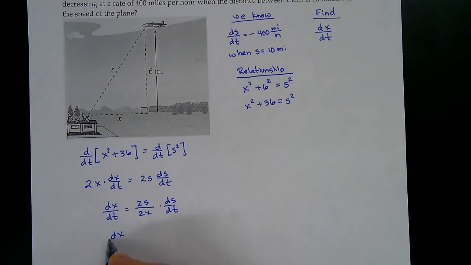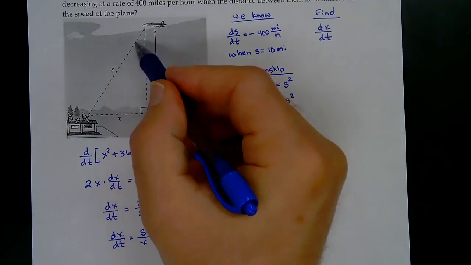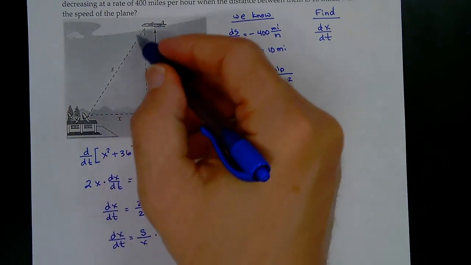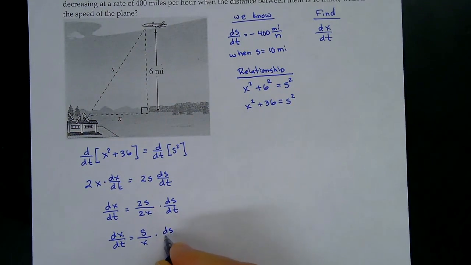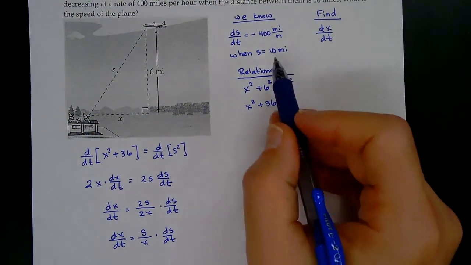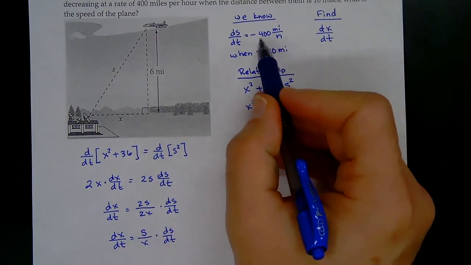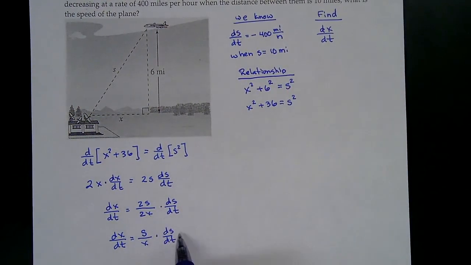So my dx over dt can be determined by knowing the s, the distance between the radar tracking station and the airplane, and knowing the rate at which the s is changing, so ds dt. So to figure this out, I actually need 3 things, right? I need the s, the x, and ds over dt. I have the s. I know this is 10. I know ds over dt. This is negative 400. I don't have x.